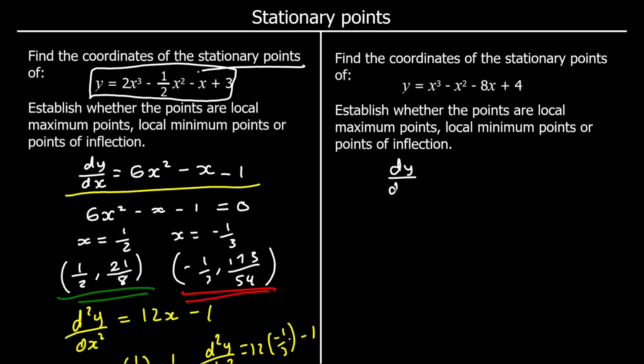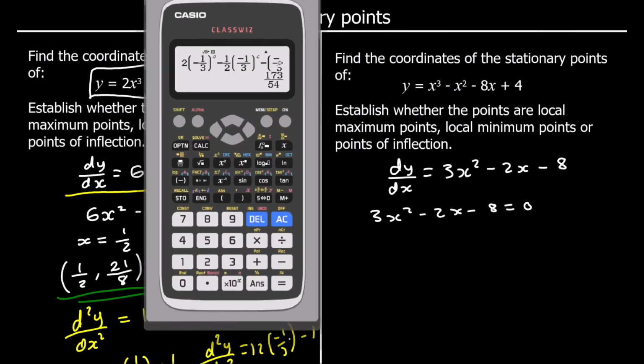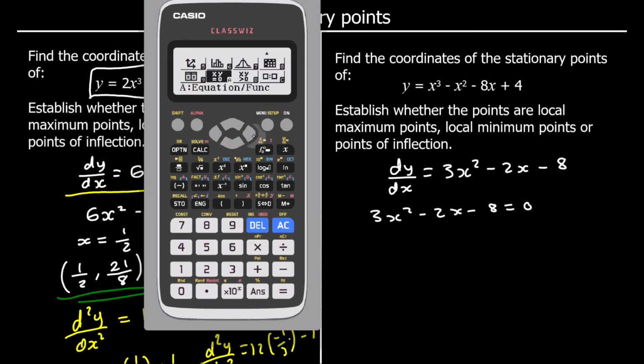The stationary points are where the gradient equals 0. The gradient function: times by the power, take 1 off the power. We've got 3x squared minus 2x minus 8. We want to know where that is equal to 0. The stationary points are where that is equal to 0. So let's solve it by putting it into the calculator. So we've got 3x squared minus 2x minus 8, so we have x is 2 and x is negative 4/3.